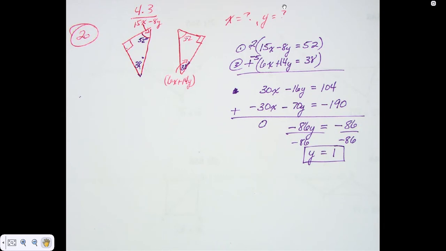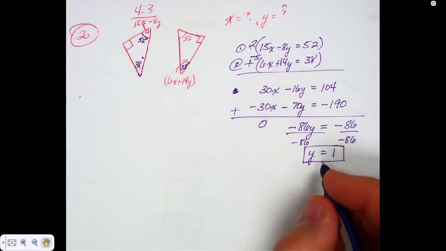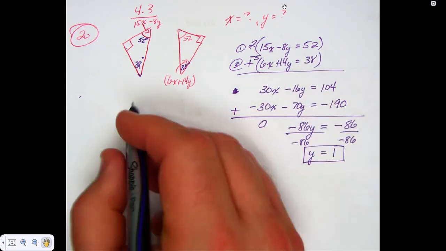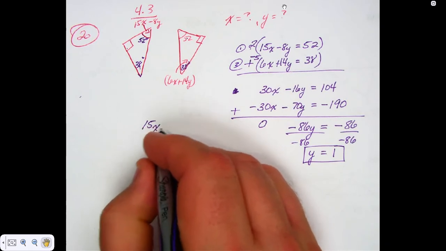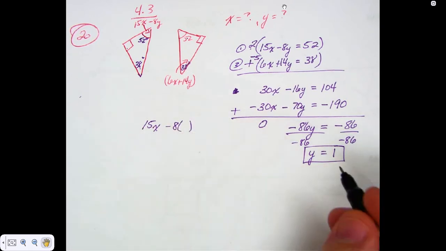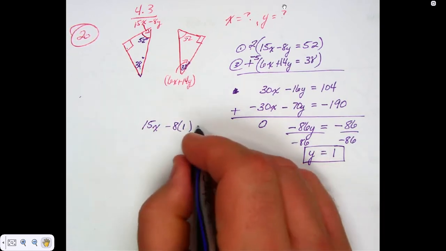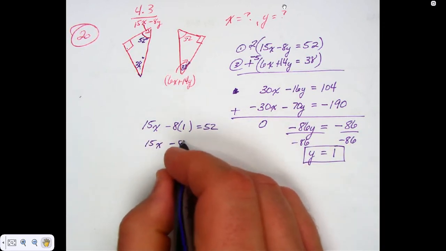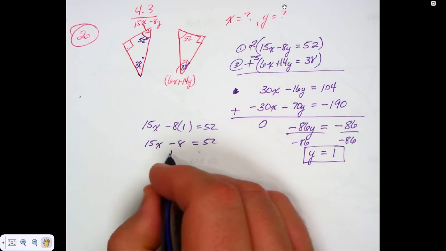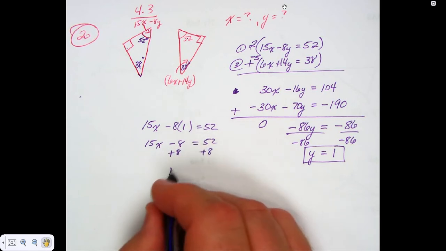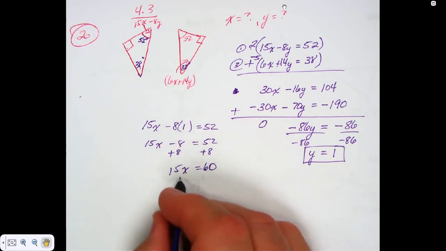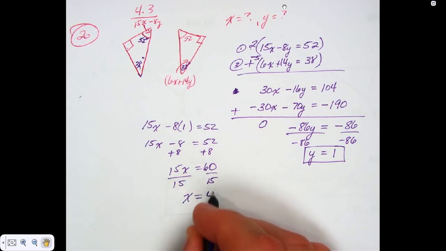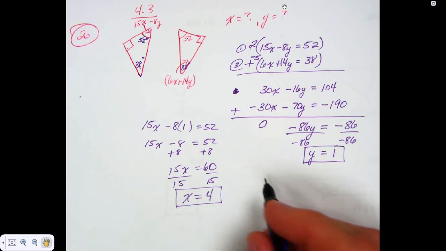Now that I've found that y equals 1, can I not plug y back into one of these original equations? You guys want to go to the top one? So it'd be 15x minus 8 times whatever y is. What's y? 1 is equal to 52. So this would be 15x minus 8 is equal to 52. Add 8 to both sides, and I get 15x is equal to 60. Divide both sides by? X is equal to? So those are your two answers.